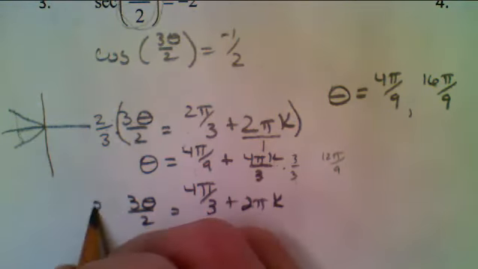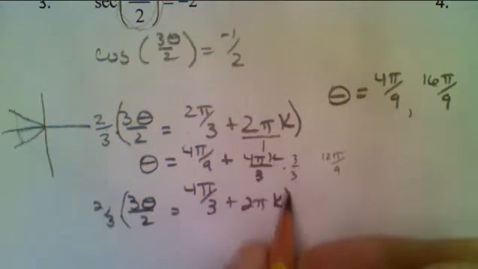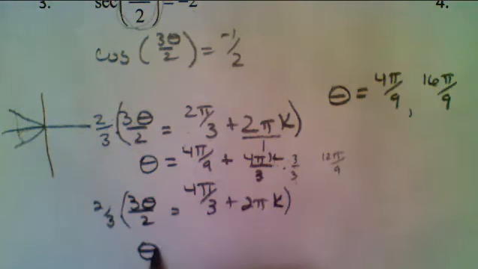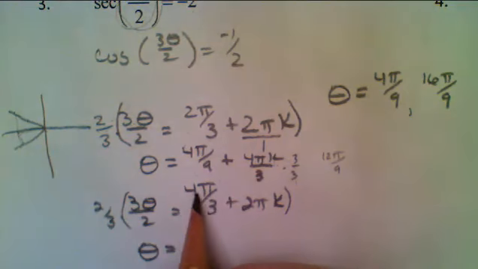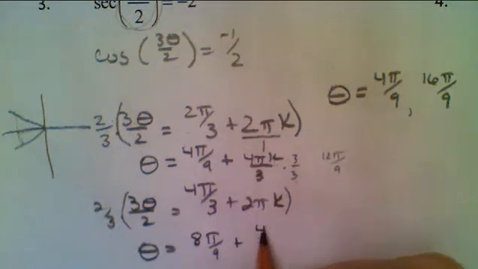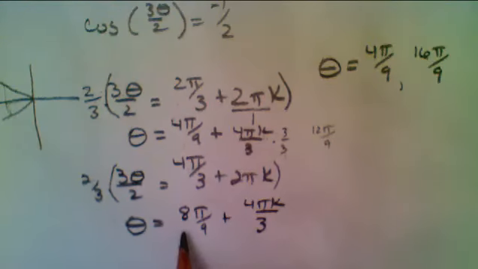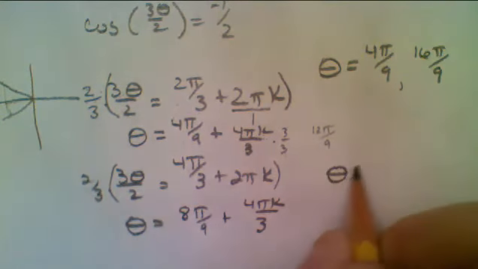Here I did the same thing. Multiply by 2/3. Here I get theta. Here I'm going to get 8 pi over 9. Again, all I'm doing is multiplying 2 over 3 plus 4 pi k over 3. So when k is 0, I got my one answer. My one answer would be 8 pi over 9.